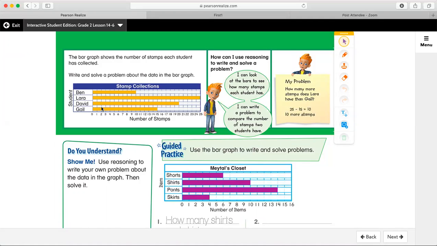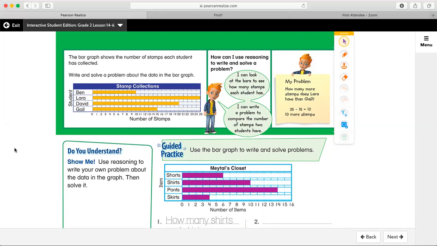And so in the Do You Understand box, it says use reasoning to write your own problem about the data in the graph and then solve it. So what I would like for you to do is take a minute and pause this video and come up with your own question about the data in the graph. And when you're ready to restart the video, you can click the play button again and begin. Welcome back.